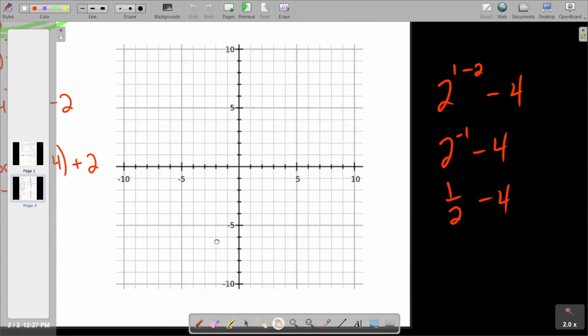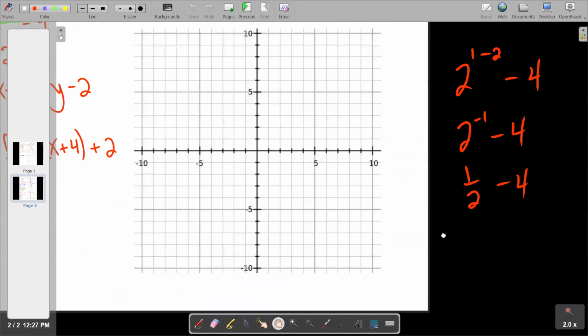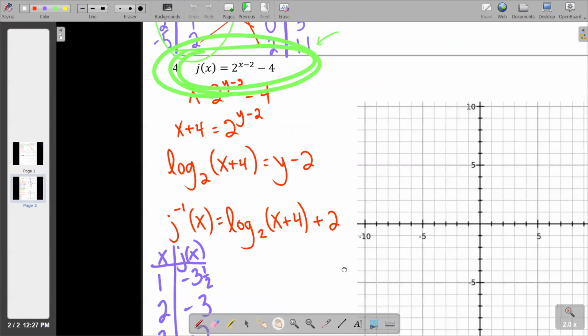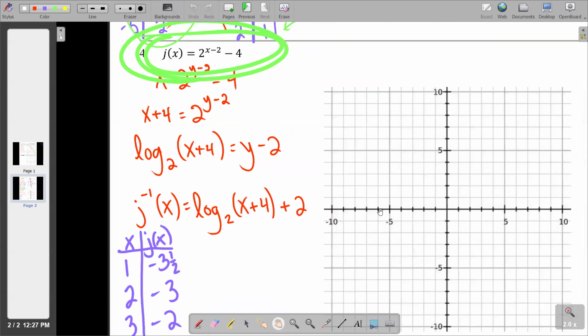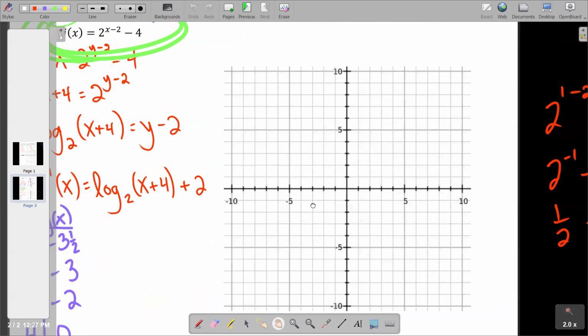So let's graph the table for j inverse of x. And those points again were, and we can plot either one first. It doesn't matter. I think let's do the green one first. So let's go back and plot j of x. Have you guys plotted j of x yet? No. Well, let's plot it together.